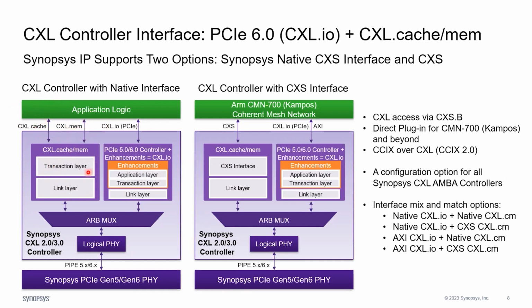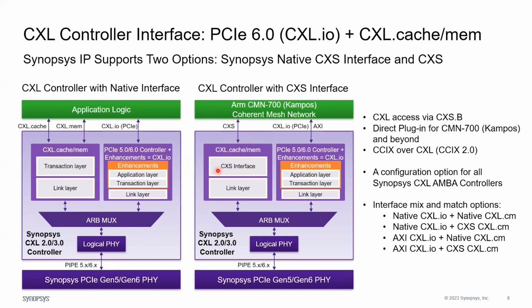I'm showing here. And then on the other side, we come through the ARB so we can select from this stack or this stack, put these together, and then we send them out through the logical PHY layer through a standard PIPE interface. One of the beauties of the CXL spec is it uses the standard PCI Express 5. On the right-hand side, it's the same thing, but now we're talking about one that's focusing on this CXS interface.